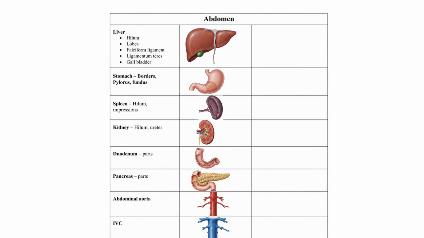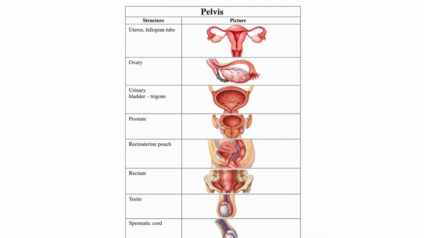Coming to the pelvis, you have to know the uterus, parts of the uterus. It is pear-shaped, it has fundus, body, cervix, and parts of the fallopian tube. You have infundibulum, ampulla and isthmus. Ampulla is the common site for fertilization.